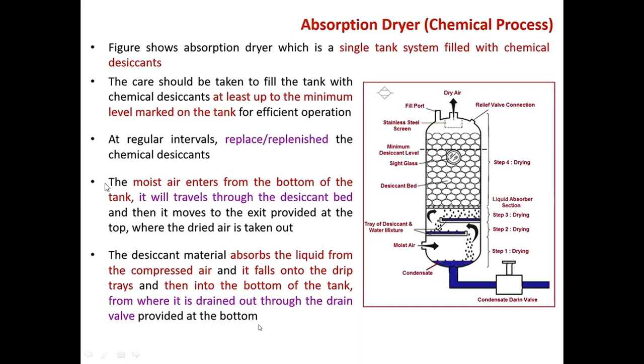See here in the diagram, we can see the absorption dryer. So: pure port, stainless steel screen, minimum desiccant level, side glass, desiccant bed, tray of desiccant and water mixture. This is moist air, condensate, step 4 drying, reservoir connections, step 1 drying, step 2 drying, and third drying.